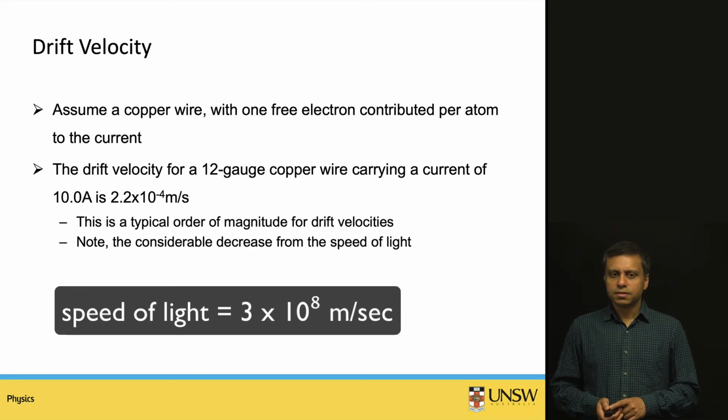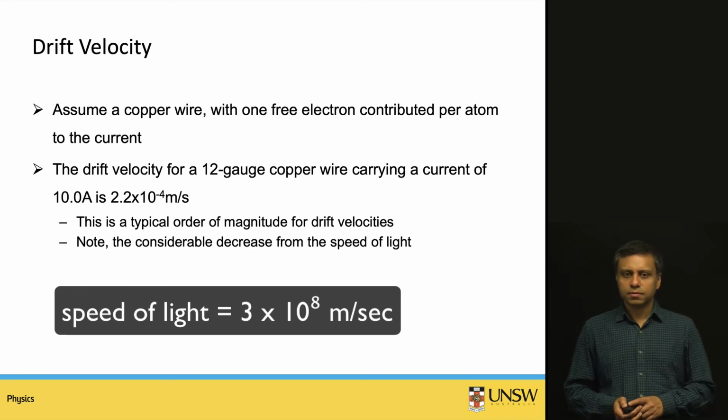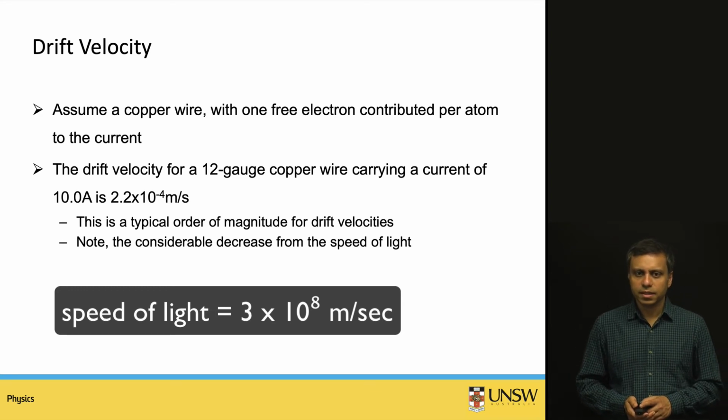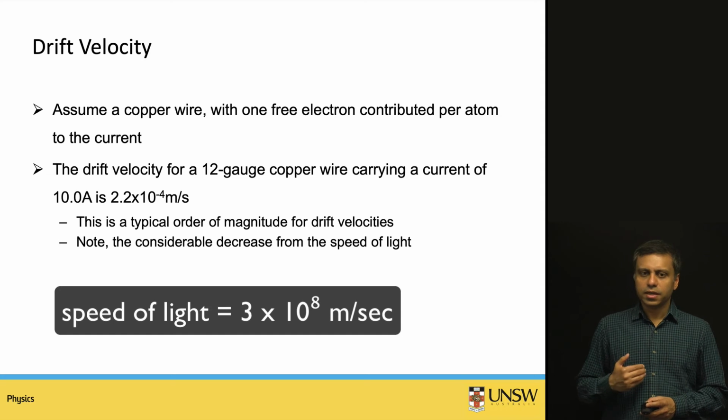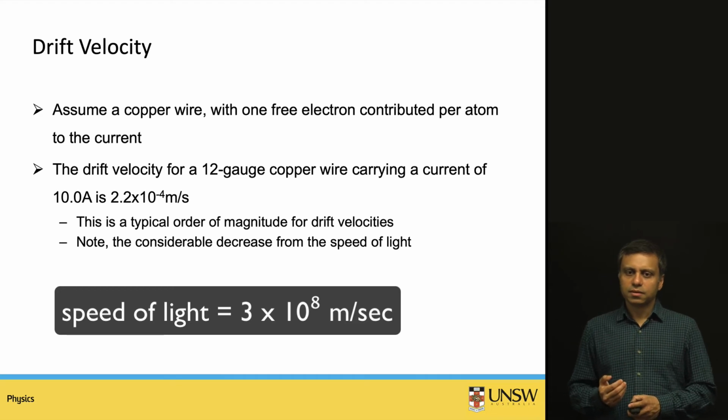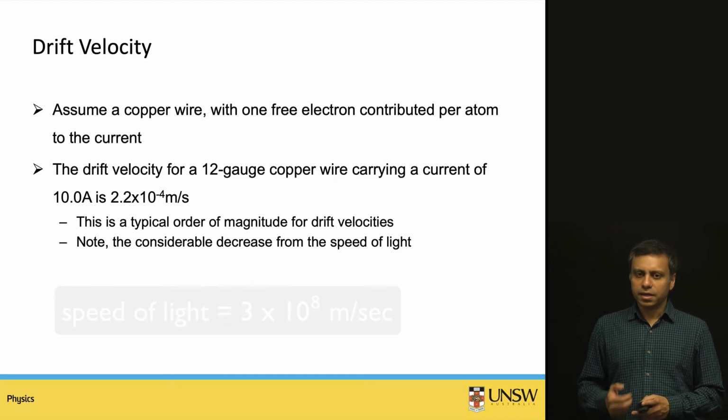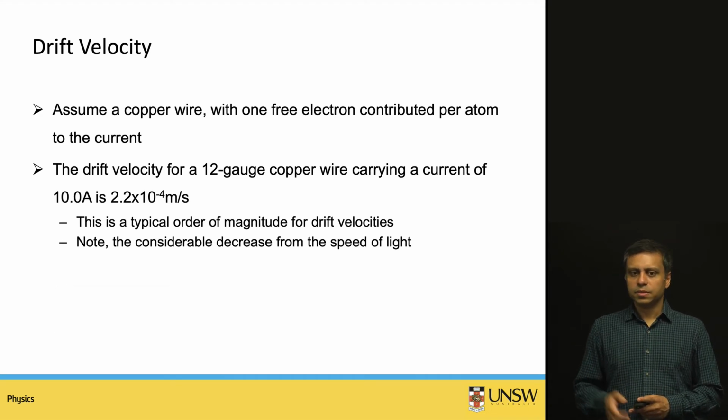So you see that this drift velocity is very, very small compared to the speed of light. So the electrons are actually flowing very slowly inside the wire, but the electric field that the battery is producing travels close to the speed of light and instantly reaches the other end of the wires.